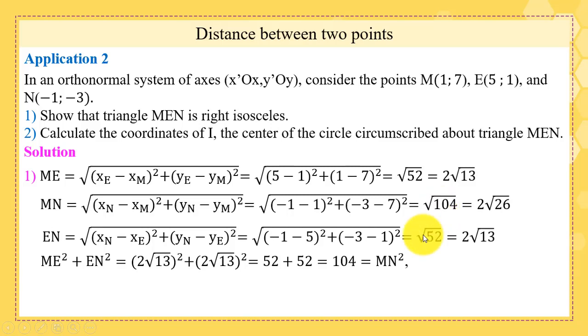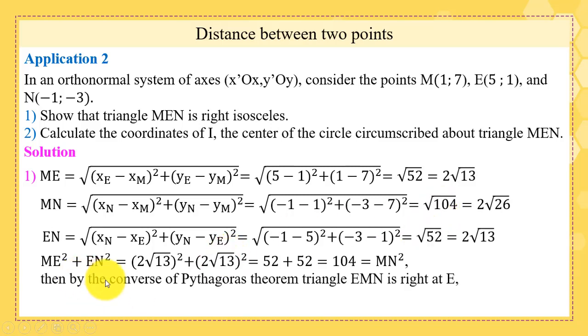Now, by the converse of Pythagoras theorem, triangle EMN is right at E. Here the hypotenuse is MN, so it is right at E. Also, we notice that ME is equal to EN, equal to 2 radical 13. Therefore, triangle MEN is right isosceles.